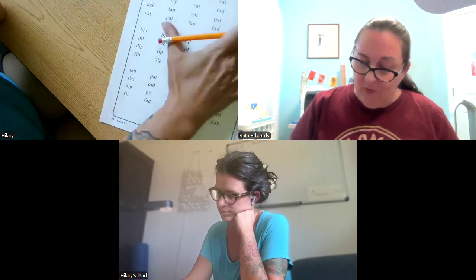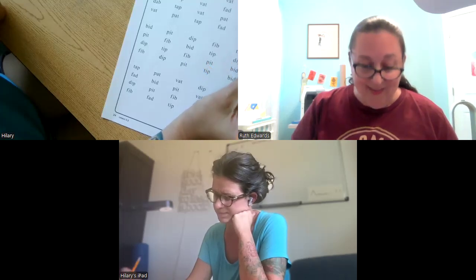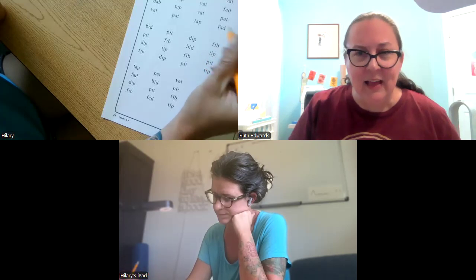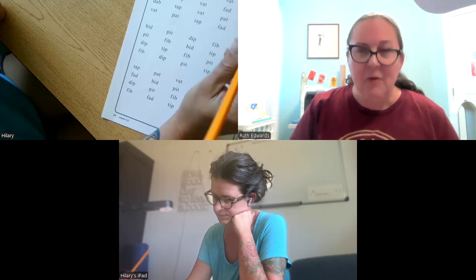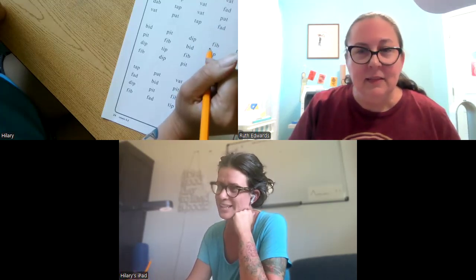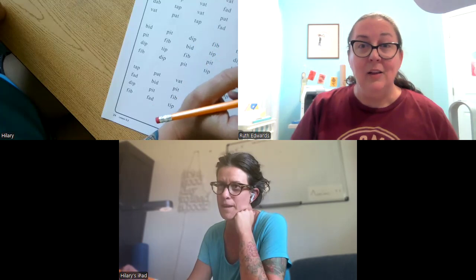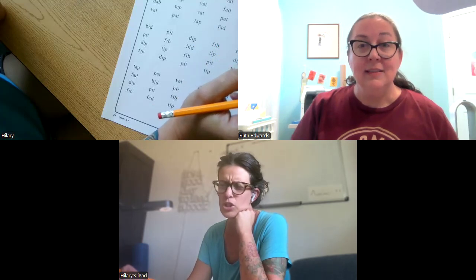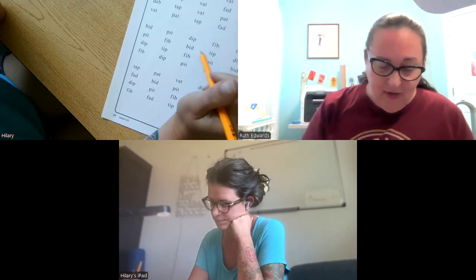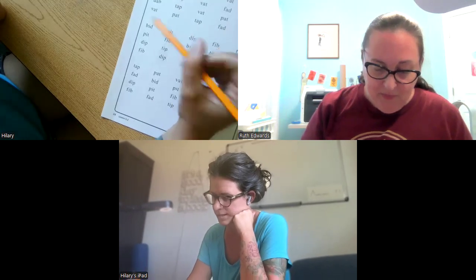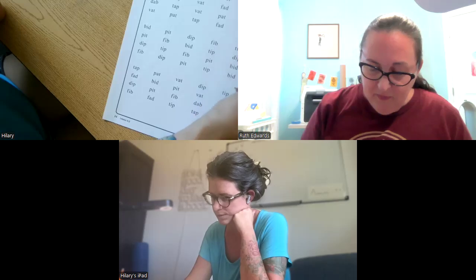Okay, how about in the middle group? Let's look at that first line. What do they all have alike? I, look at that. And what position is the I? In the medial position. Yeah, good job. And how is that read? Eh. Yeah, because it's a vowel in a closed syllable. That's right. Okay, let's read that together and you echo me. Bid, hit, pit, dip, fib, tip.